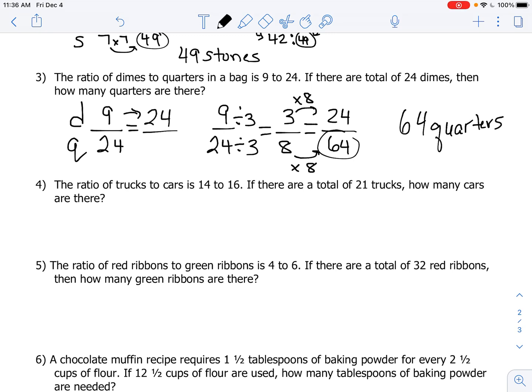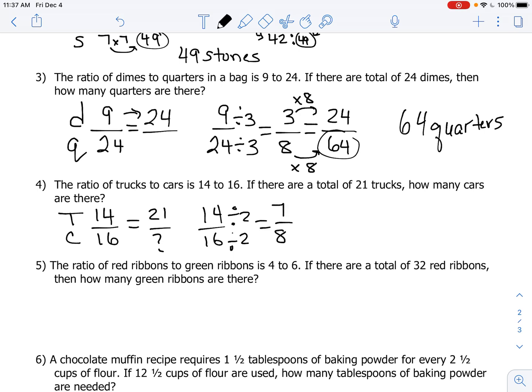Number 4. The ratio of trucks to cars is 14 to 16. There are a total of 21 trucks. How many cars are there? So again, I want to label. I'm going to put trucks in the numerator, cars in the denominator. And already I can see I can't multiply 14 by any number to make 21. So we're going to have to simplify 14 over 16 to lower terms. Both of those numbers are divisible by 2. 14 divided by 2 is 7, and 16 divided by 2 is 8.